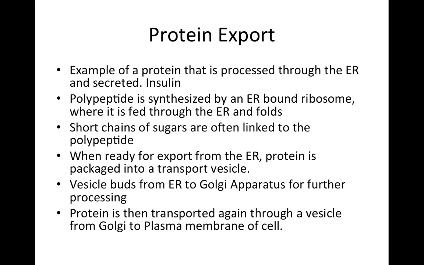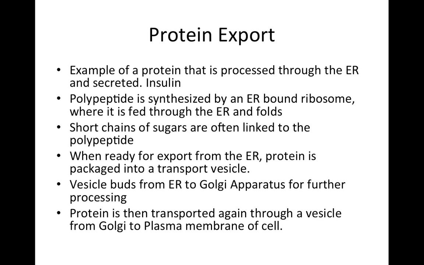And then when ready for export from the endoplasmic reticulum, the protein that has undergone further modification gets packaged into a vesicle. That vesicle buds from the endoplasmic reticulum and gets taken typically to the Golgi apparatus. And then that protein undergoes further modification. Sometimes it'll get more sugar groups added to it. Other times it might get trimmed and lose some amino acids or other features.